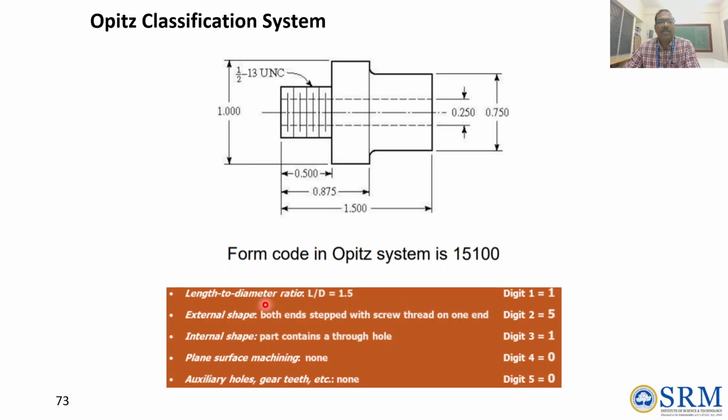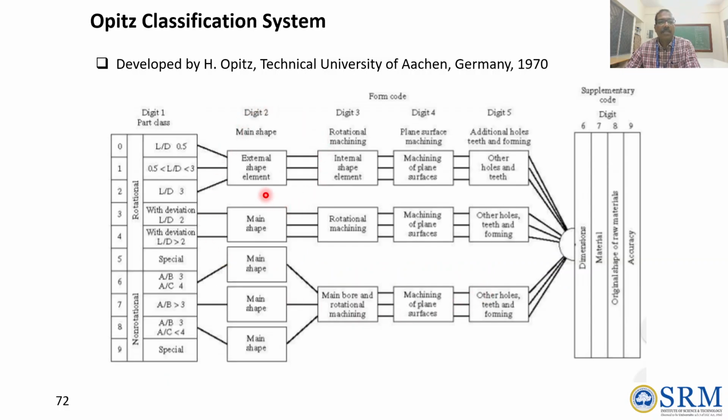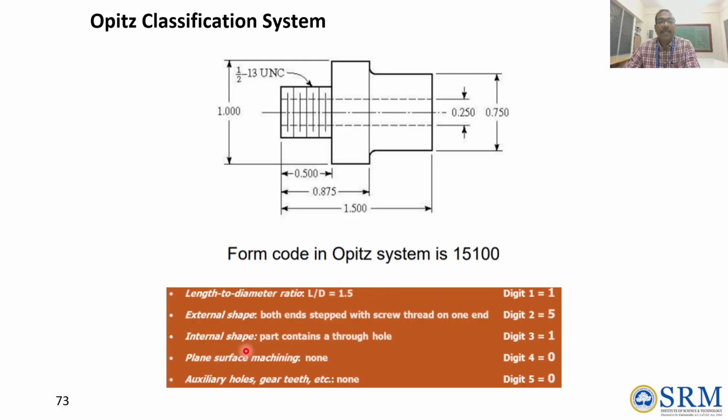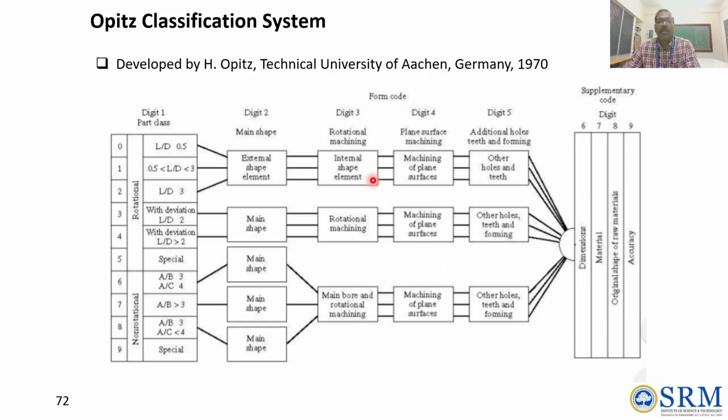Then digit 2 is the external shape. Both ends are stepped with screw threads on one end, which is represented by the 5. Similarly, what is the internal shape? The third digit is the internal shape.